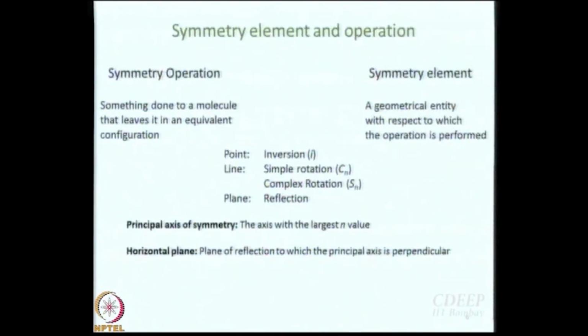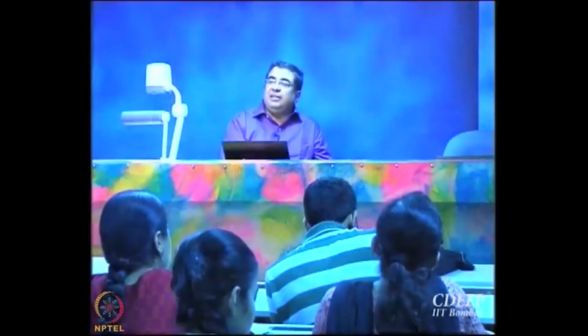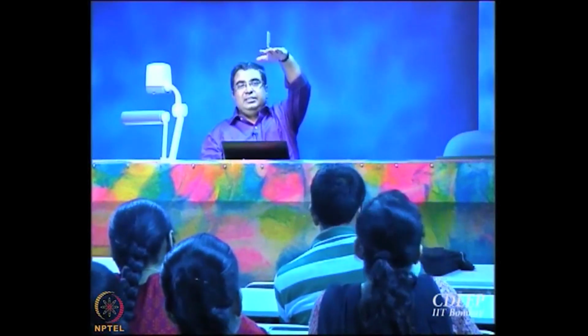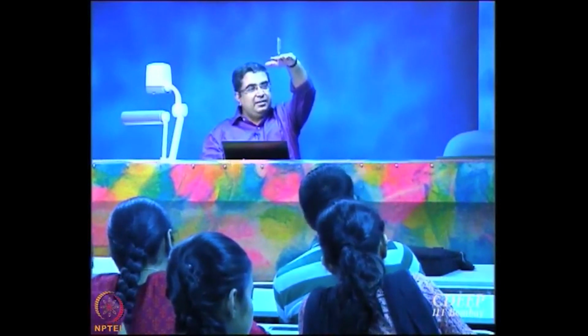Now, when you have a principal axis of symmetry, then you can actually classify the planes of symmetry if they are there. A horizontal plane of symmetry is a plane to which the principal axis is perpendicular. Once again, it's easiest to understand with the example of benzene. The molecular plane of benzene is a horizontal plane, right? So this is the molecular plane, this is your principal axis of symmetry. Principal axis is perpendicular to the molecular plane, so this plane is called horizontal. So essentially what we are assuming is that the principal axis is always held vertical.